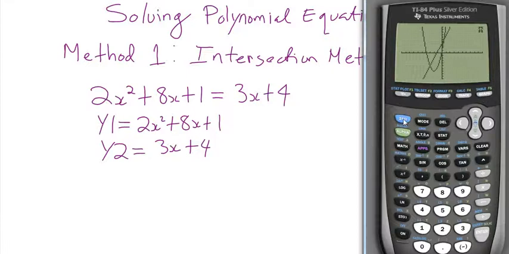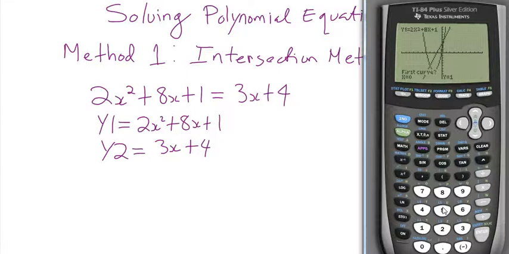So we go second trace, or second calc. Number 5 is intersect. Now here's how I do intersect. It's going to ask you for 3 things. It asks for the first curve, which is here. Then it asks for the second curve, because you might have more than 2 curves, though generally we don't. Then it asks for a guess, which is about where they intersect.